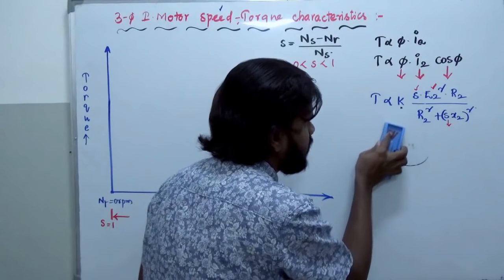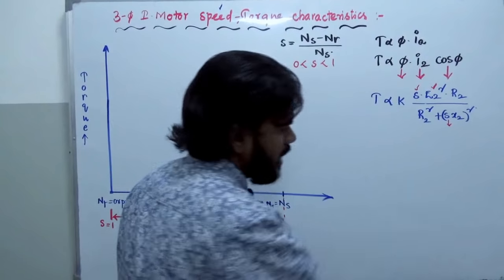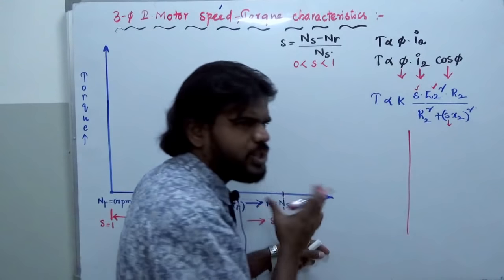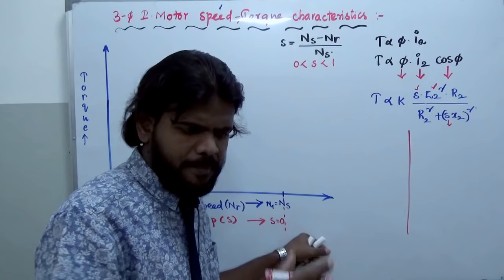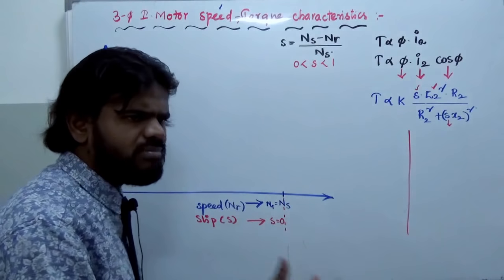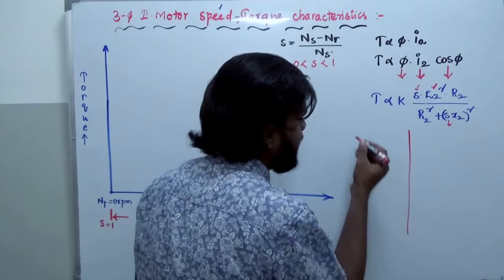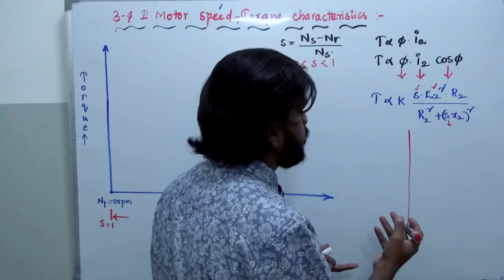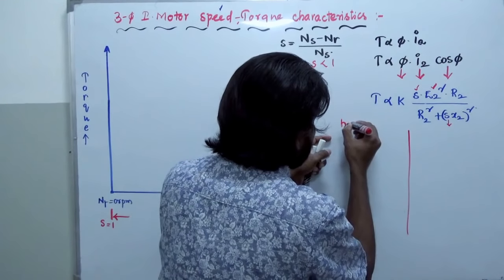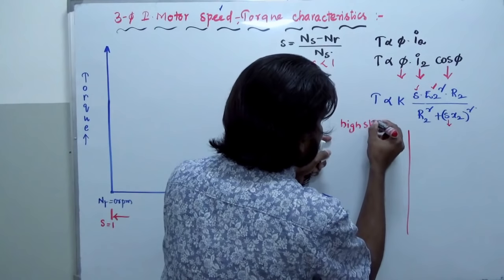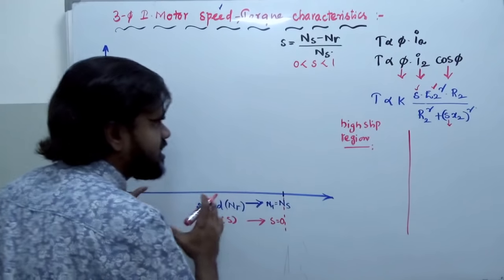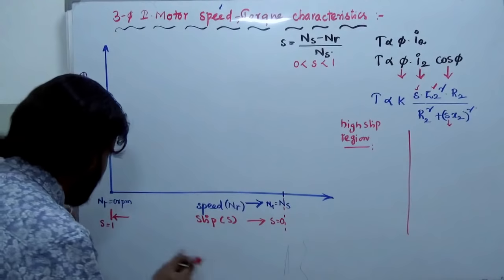I'll just remove this for the time being, and then I will divide this into two different discussions. Let's say I will analyze this torque equation based on the slip value. First I will take the high slip region. So what am I doing here? I'm splitting the slip range into two. Let's say this is one.